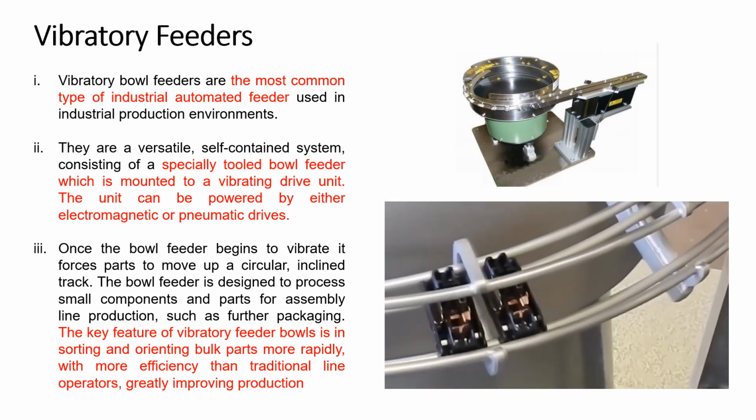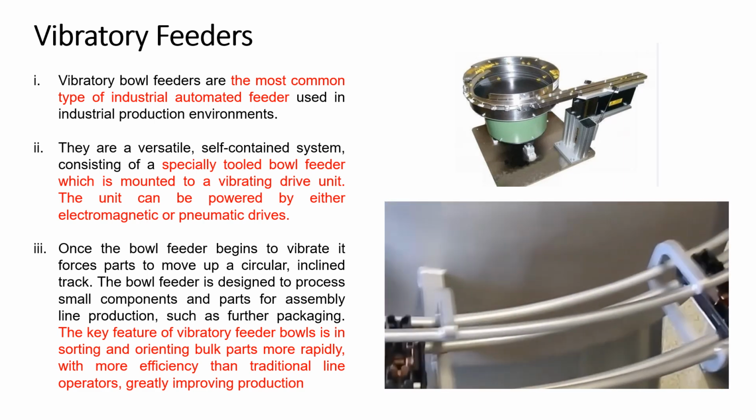The most common types of automated feeders are these vibratory feeders, which are specially tooled and mounted on a vibrating base. This is the bowl as we saw, but how does it vibrate? It has a base that is powered by an electromagnetic or pneumatic drive. It has a drive and a controller which controls its voltage and frequency, and accordingly it vibrates, separates the components, and we get the components.